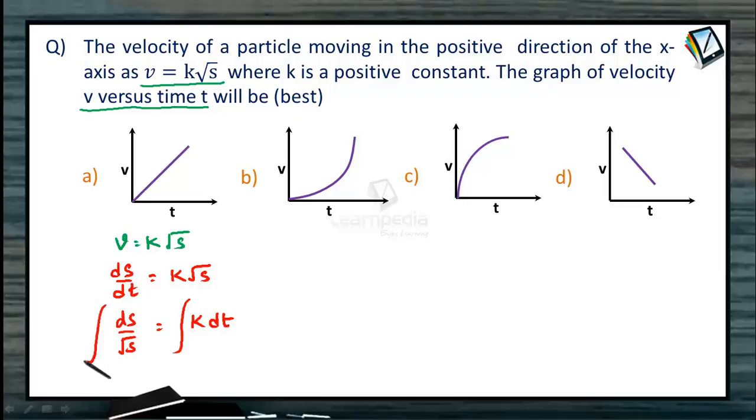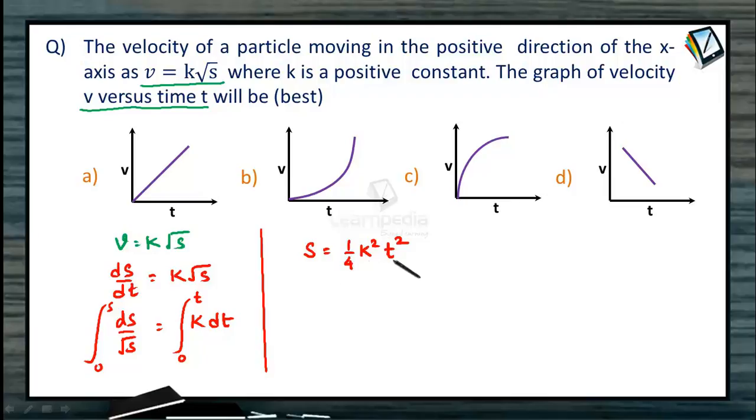Now integrate on either side. The displacement, if we consider 0 to s, and here in time 0 to t seconds, so that I can get displacement in terms of time t. So upon integrating, substituting 0 to s, 0 to t, what you get is s = (1/4)k²t².